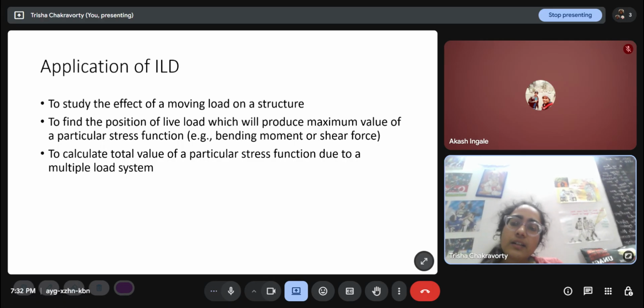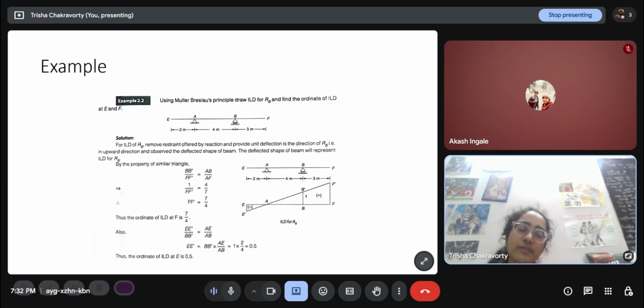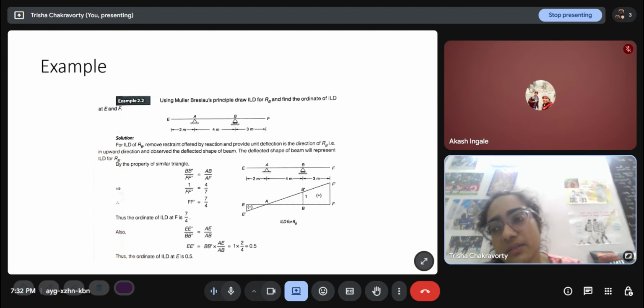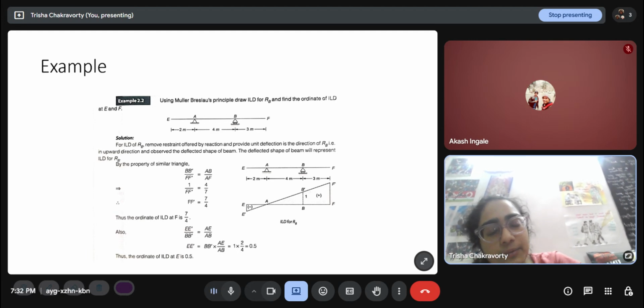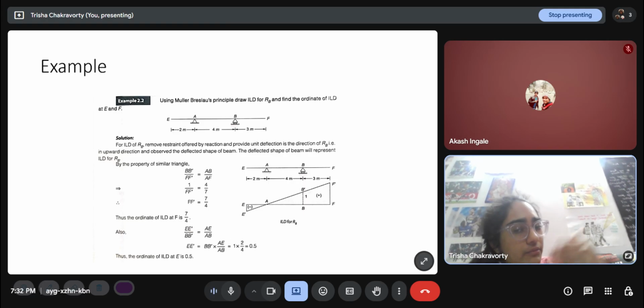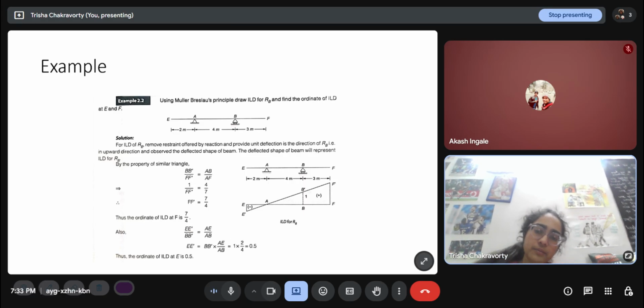Application of ILD. Now this Muller-Breslau principle is not very useful because it just gives a qualitative idea, and once you are comfortable with the concept of drawing ILDs, you can very quickly draw the quantitative one. So we don't really need the qualitative one separately, and once you are comfortable, you can also visualize it easily without using this principle also.